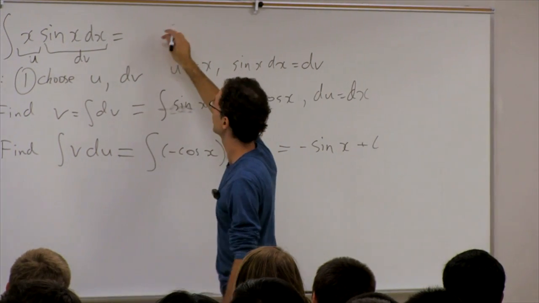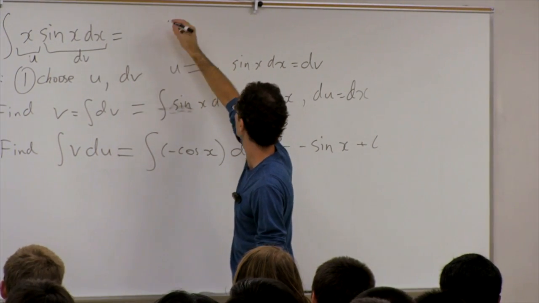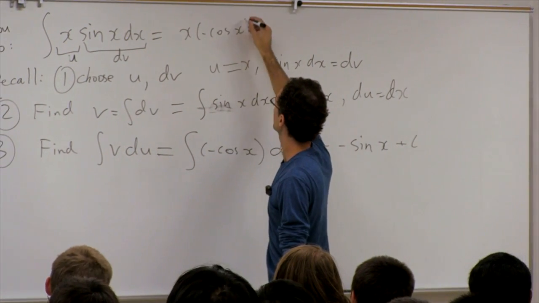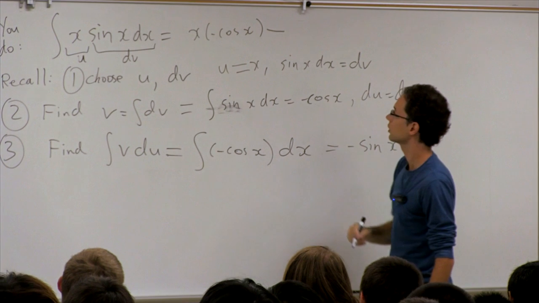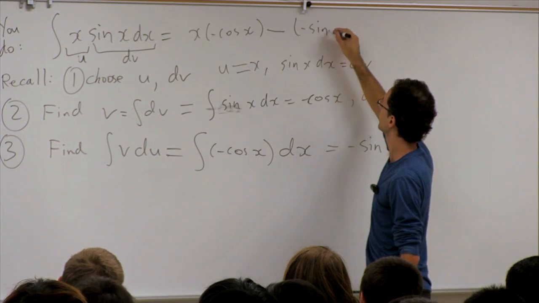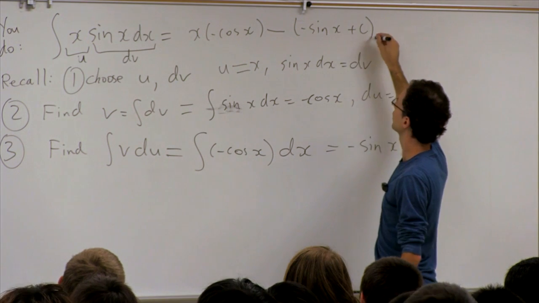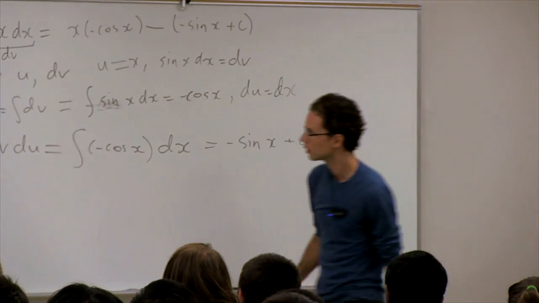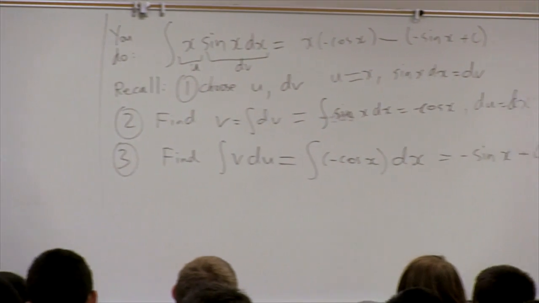And now you have the actual formula. So u times v is simply x times minus cosine x, minus this integral we computed here, which was minus sine x plus a constant. Okay. I hope that's what most of you got.